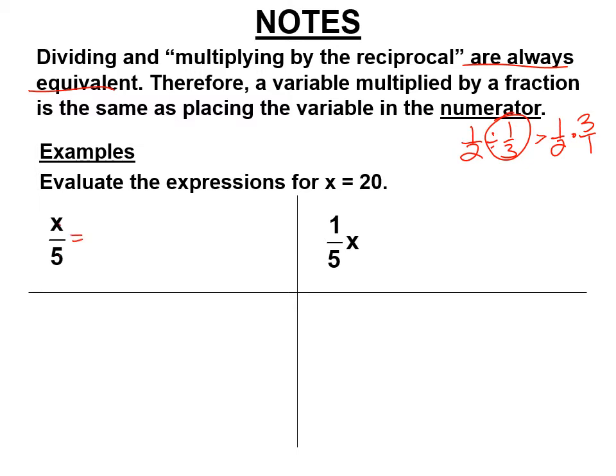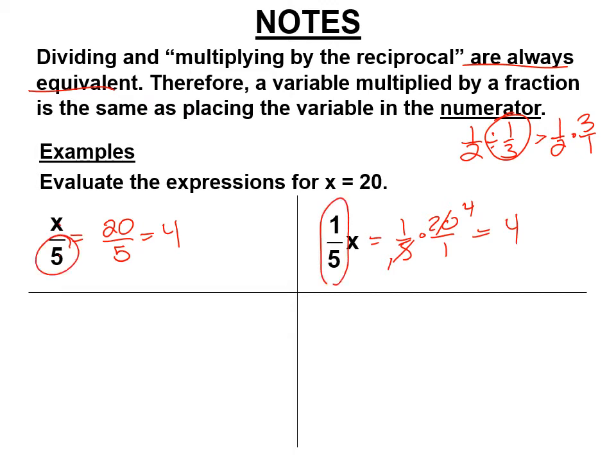So x divided by 5 is 4, right? 1/5 times x is 1/5 times 20, also 4. Division and multiplying by the reciprocal. So dividing by 5 or multiplying by its reciprocal, 1/5, are always equivalent. So x over 5 and 1/5 x are the same thing, written two different ways. You need to know that.